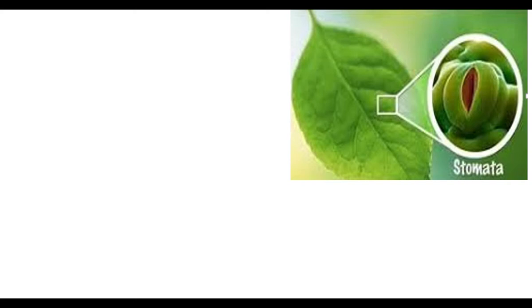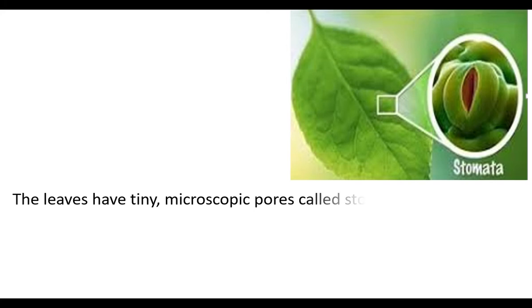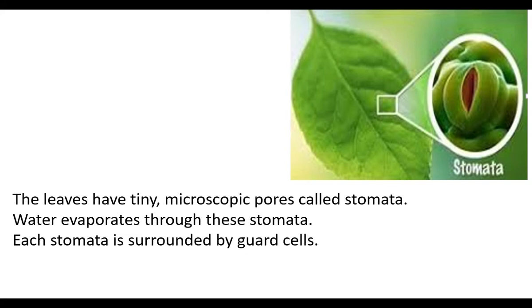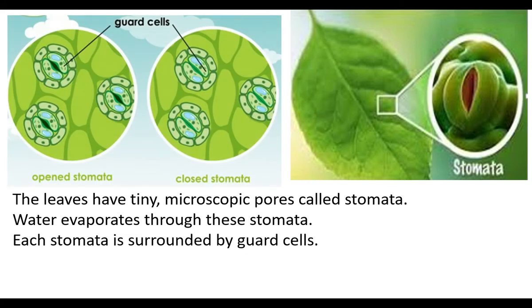Leaves have minute openings. They are microscopic openings called stomata. The stomata are covered by kidney-shaped cells. Water evaporates through these stomata. Each stomata is surrounded by guard cells. Each stomata is surrounded by kidney-shaped guard cells.